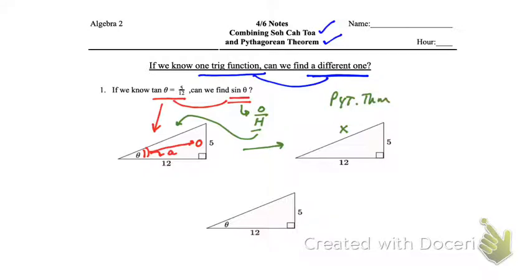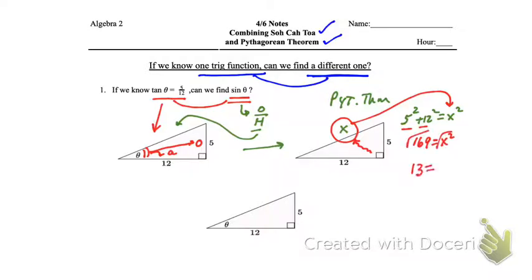What would Pythagorean theorem say about this triangle? 5 squared plus 12 squared equals x squared. Remember one thing about Pythagorean theorem: all you got to do is remember to take whatever your hypotenuse is and put it over there on the right hand side by itself, and you're okay. Now just solve this equation. We get 25 plus 144, that's 169 equals x squared. Square root both of those and we get 13 for x.